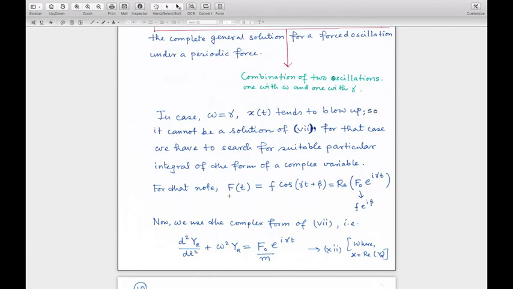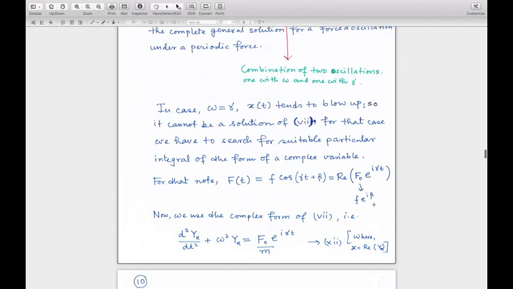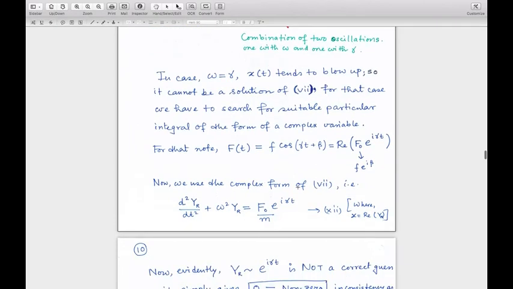And for that, we define F(t), which was originally F cos(γt + β), which will now be written as the real part of F0 e^(iγt), where F0 is a complex amplitude defined by F times e^(iβ). Now we use the complex form of 7, that is d²y_r/dt² + ω² y_r = (F0/m) e^(iγt). So here we just use that function.